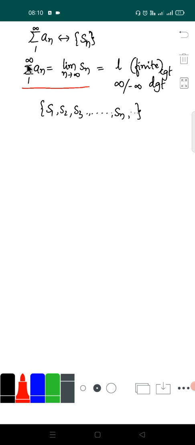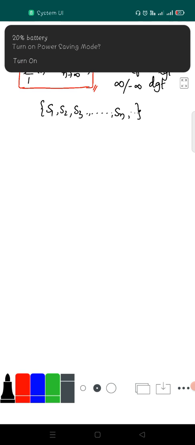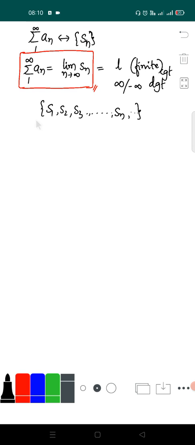The summation of a series is the limiting value of its sequence of partial sums. We use this extensively. So we solve some examples for that here. For example, the summation of n by n plus 1, where n goes from 1 to infinity.